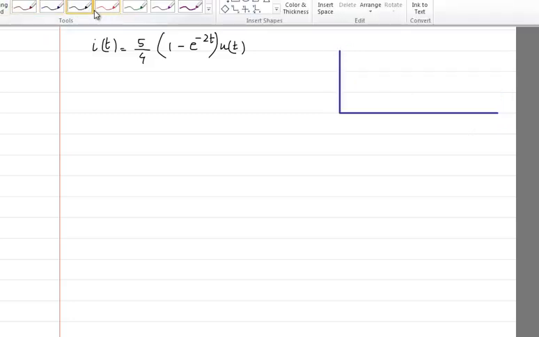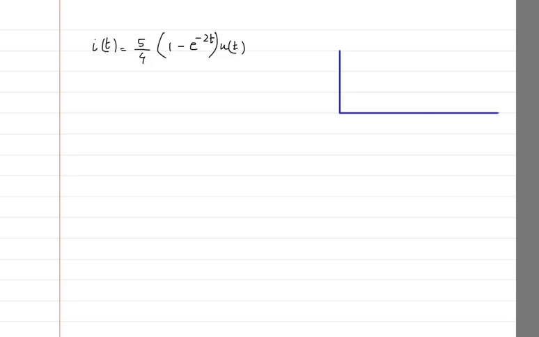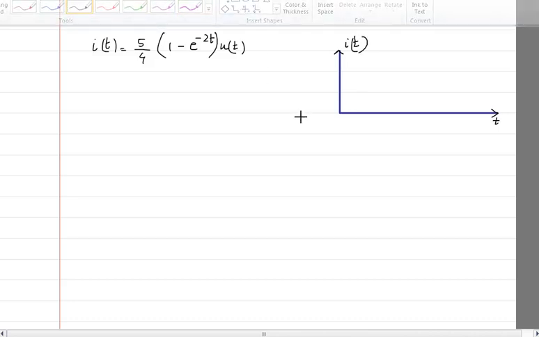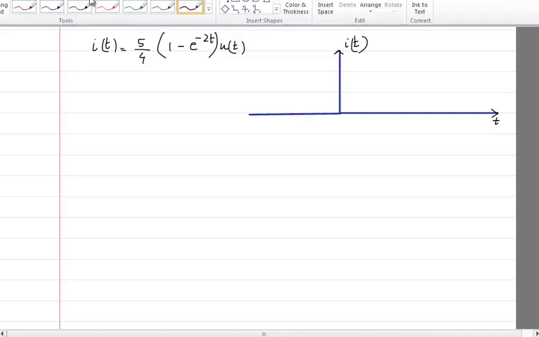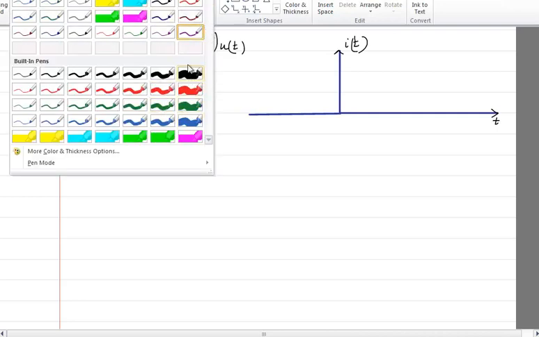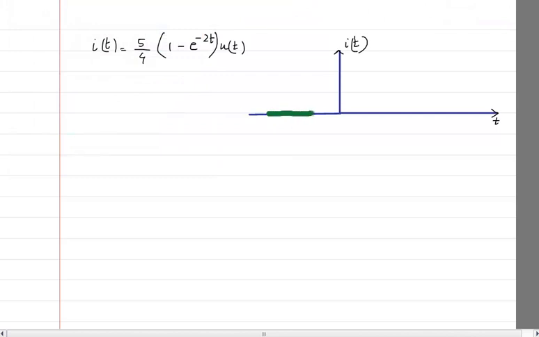So if this is going to be taken as time t, and suppose this is i of t. We know that i of t is going to start only from t is equal to 0. So before that, the value of i of t was 0. Let me take another little bit more thicker pen. Okay, i of t was 0 before that.